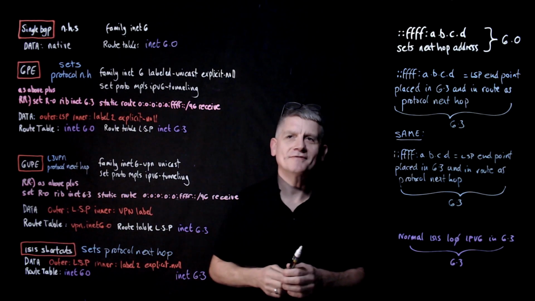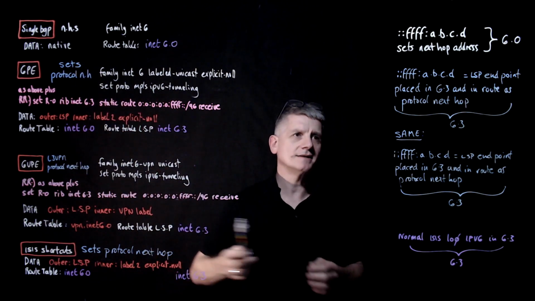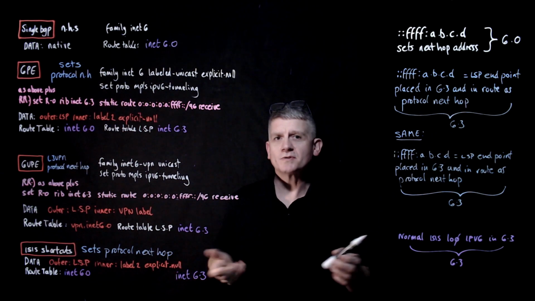Okay, so it's taken a while for the penny to drop. So the real difference between these IPv6 tunneling mechanisms really is found in the protocol next hop. So what do I mean by that?